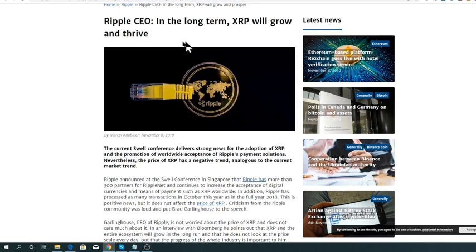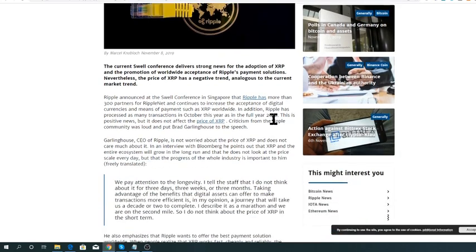Now, the news for Ripple. Ripple CEO says in the long term, XRP will grow and thrive. He's not saying Ripple will grow and thrive. He's talking about XRP, which they are using for on-demand liquidity now. Because he himself states here, he's not worried about the price of XRP and does not care much about it in a shorter time frame, I believe.